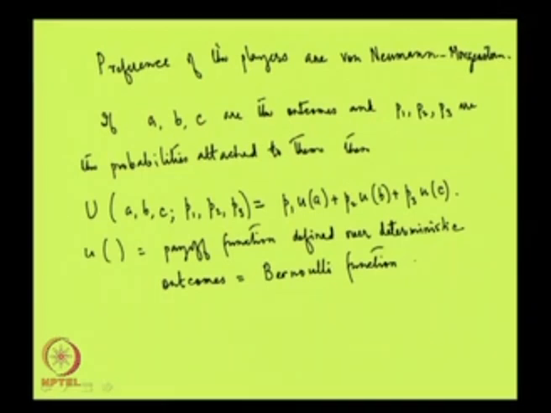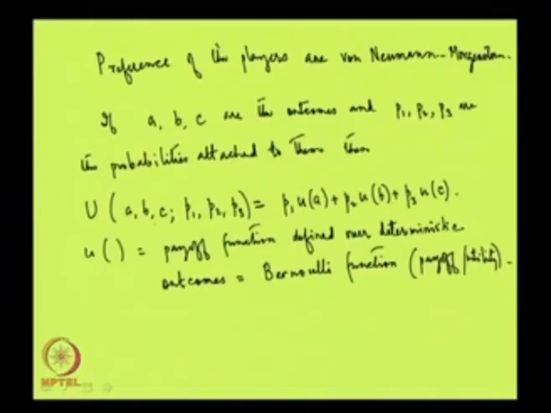Bernoulli payoff function or Bernoulli utility function. So if the preference of the player satisfies von Neumann-Morgenstern preference, then it is possible to rank the different lotteries that people face. Suppose a player is facing two lotteries, one with probabilities P1, P2, P3, and another lottery where the probabilities are different, Q1, Q2, Q3.